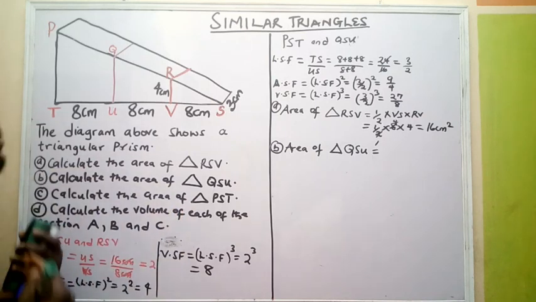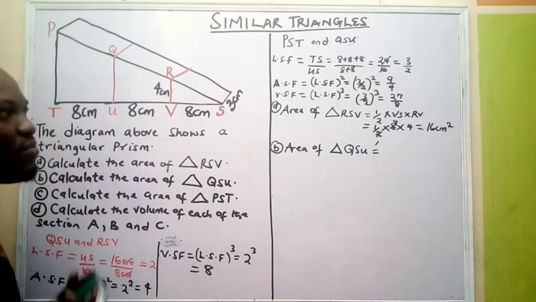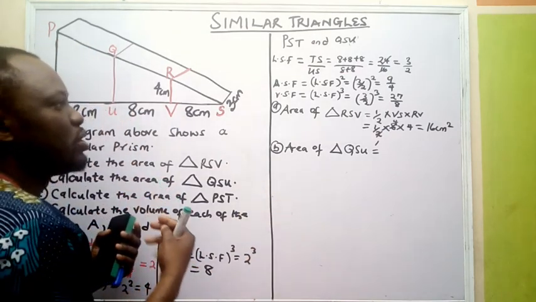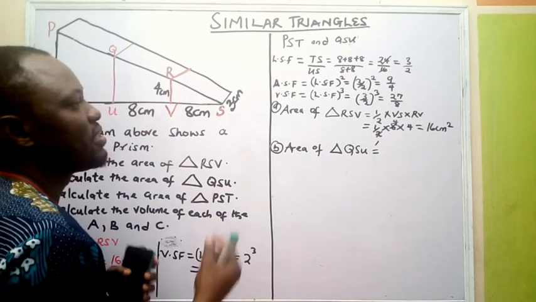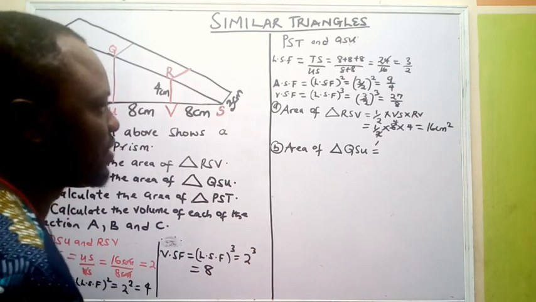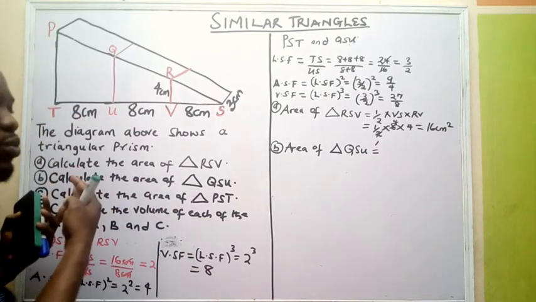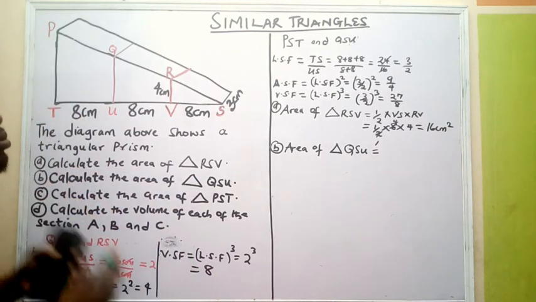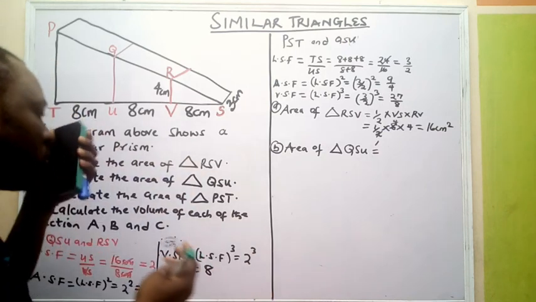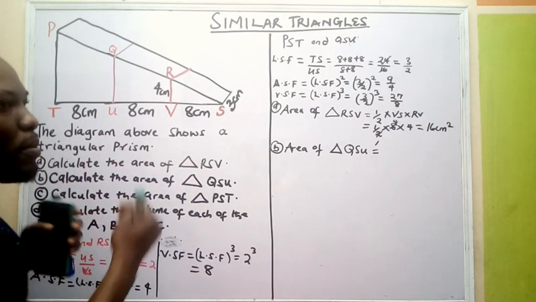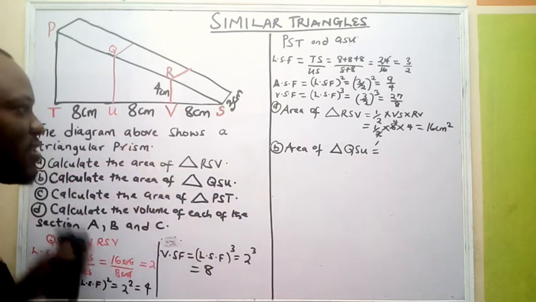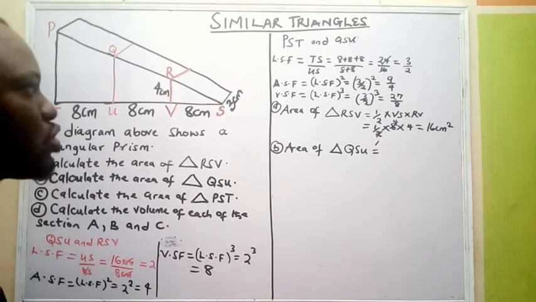And if you watch my previous video, I said if you're moving from the smaller shape to the bigger shape, you're going to multiply the smaller shape by the length scale factor. Therefore, the bigger area will get enlarged. If you're moving from the bigger shape to the smaller shape, you're going to divide the bigger shape by the length scale factor, then it reduces. So it's just a very simple thing to remember.